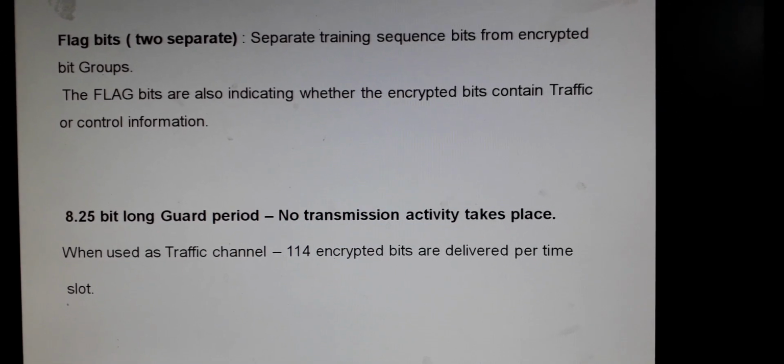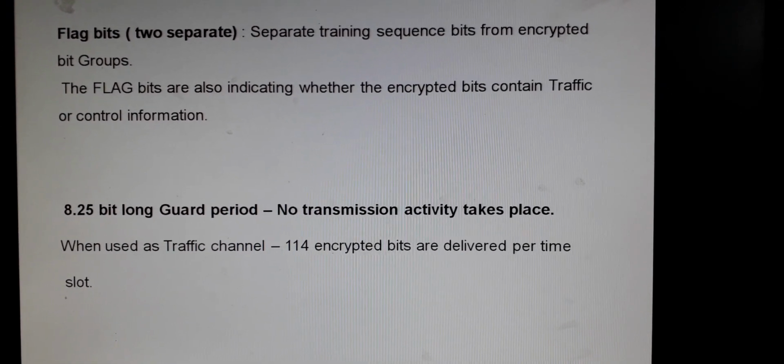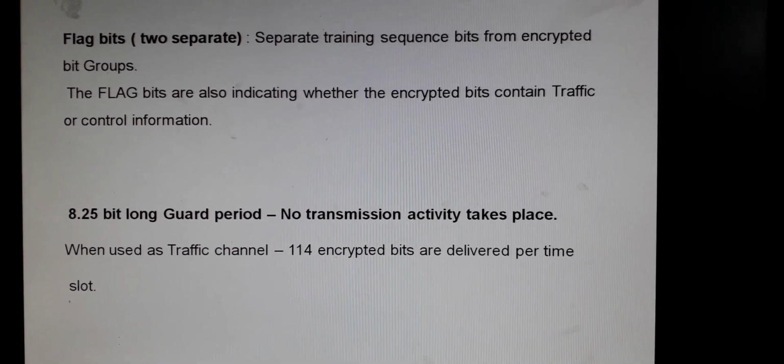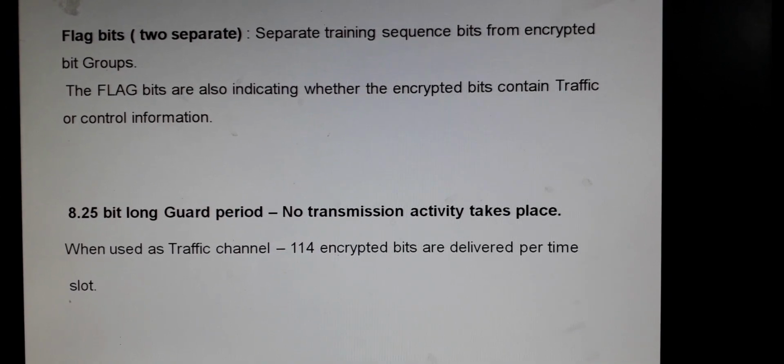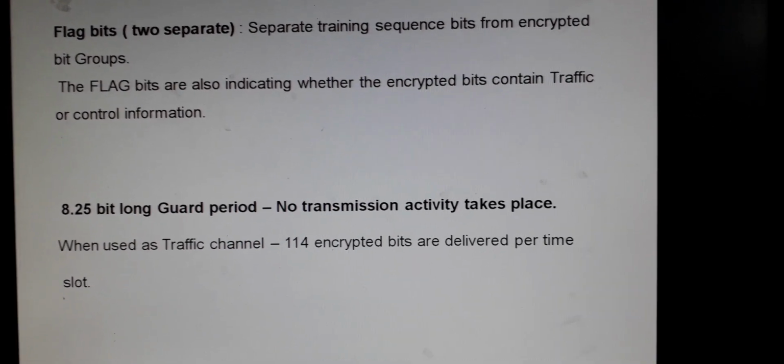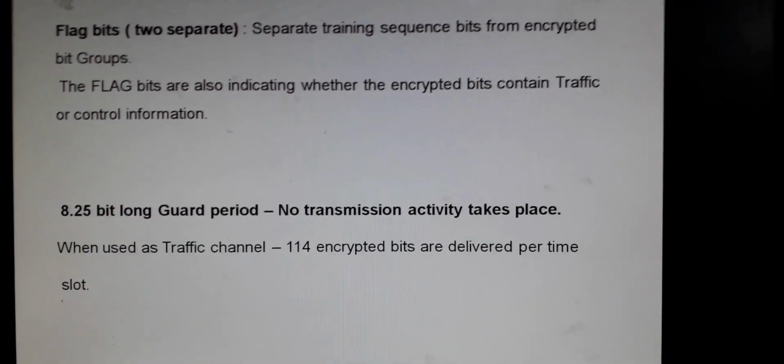Then the guard period. The guard period, which you saw in all the bursts, consists of 8.25 bits. Here there will not be any transmission activity taking place.